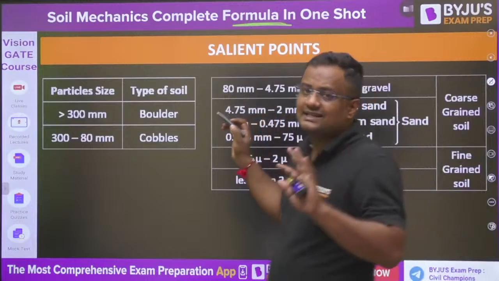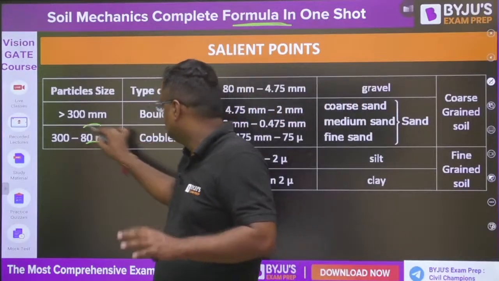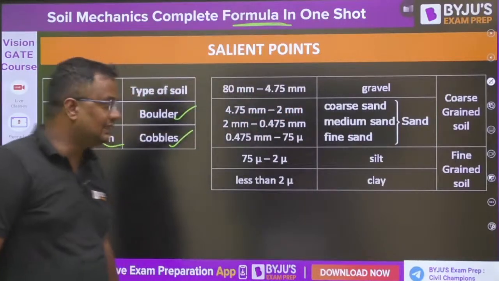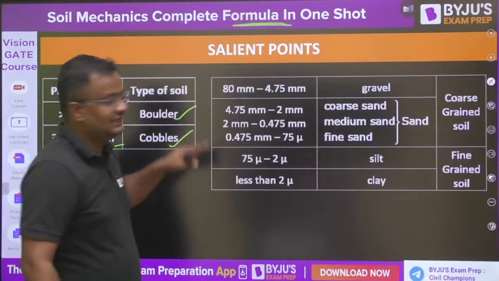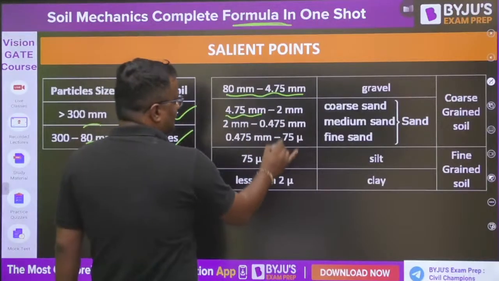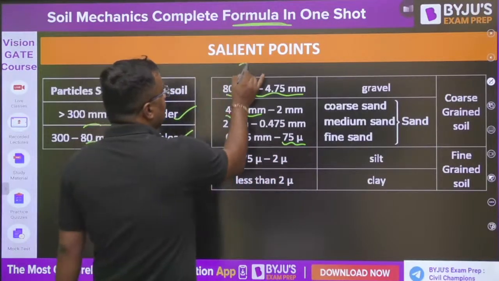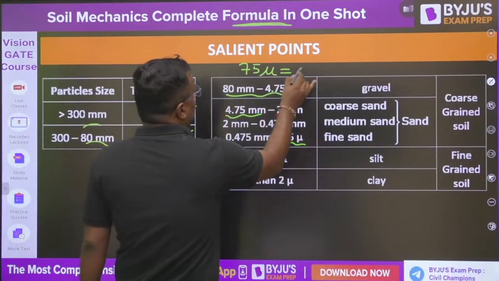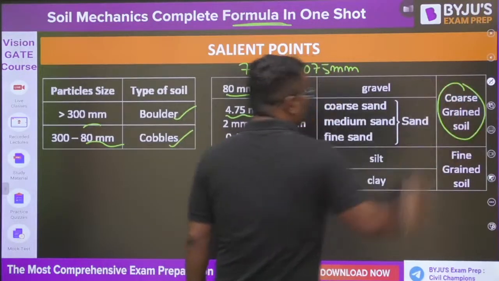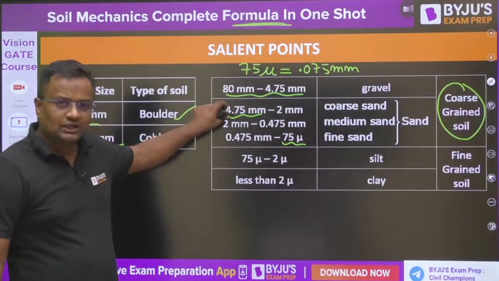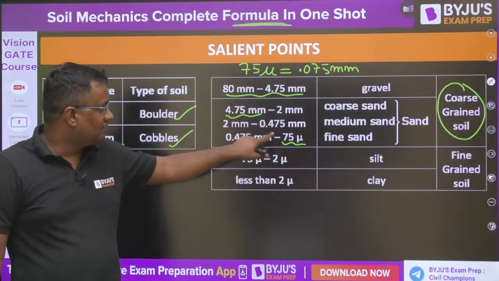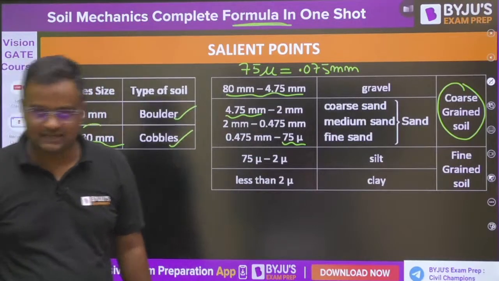So guys, anything less than 80 mm is soil. More than 80 mm is not soil. 80 to 300 mm is cobbles. Greater than 300 mm is boulders, that are not in the soil category. Then soil is less than 80 mm. So 80 mm to 4.75 mm is gravel. And 4.75 mm to 75 micron, 75 micron is also 0.075 mm, this is coarse grain soil. No need to learn these further bifurcations. 80 to 4.75 mm is gravel and 4.75 mm to 75 micron is sand, guys.